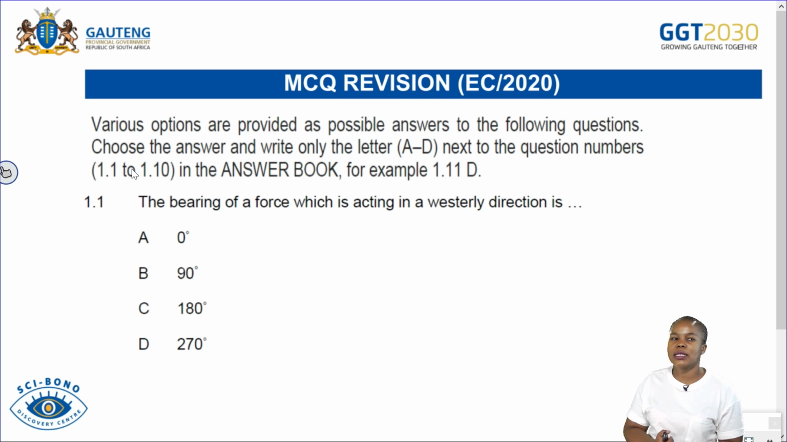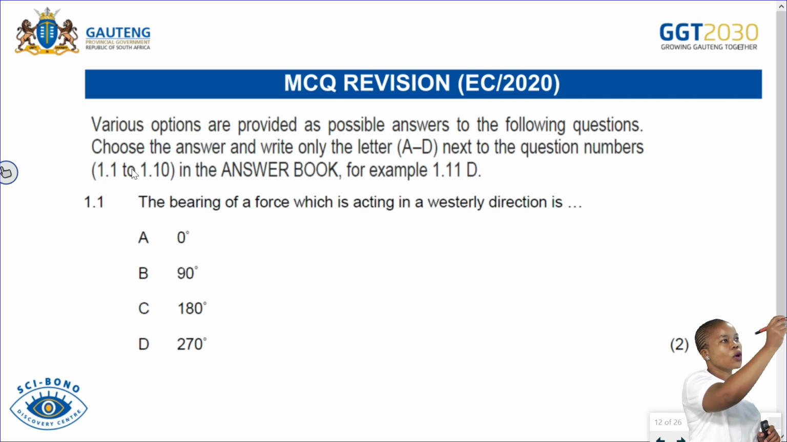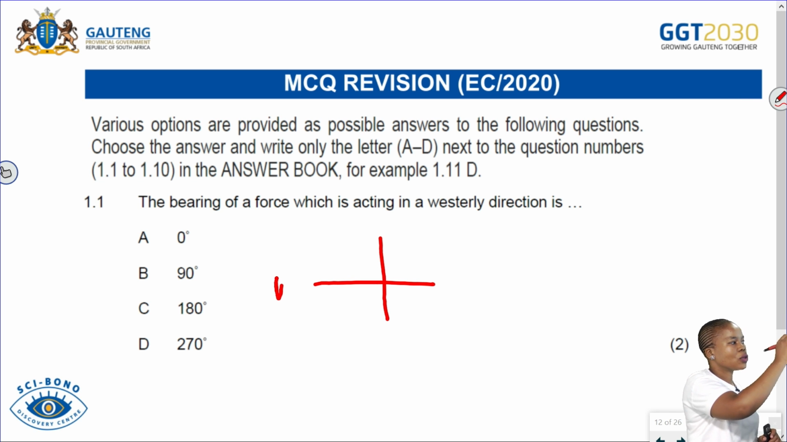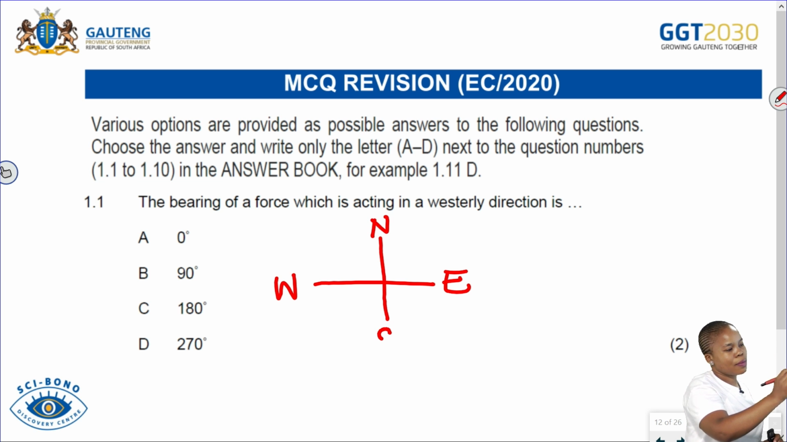Okay, now let's get into it and analyze how we should approach the multiple choice questions. So the first one, 1.1, is saying the bearing of a force which is acting in a westerly direction is it A, 0 degrees, B, 90 degrees, C, 180 degrees, or D, 270. So we need to remember which one is a westerly direction. Westerly direction is on your left. So if you want to remind yourself, you can say this is my west, this is my east, this is my north, and this is my south.